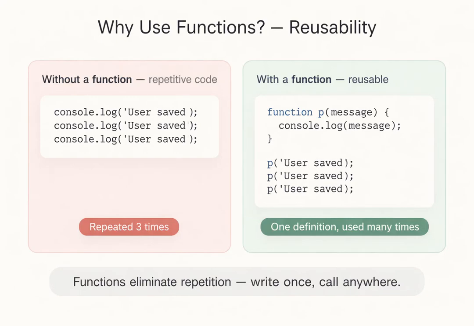One of the biggest reasons we use functions is reusability. Imagine you need to print a message in 10 different places in your code. Without a function, you'd have to write console.log 10 times. If you ever want to change how that message is printed, you'd have to update all 10 places. But with a function, let's say a simple function called p, you define the logic once, and then you just call p wherever you need it. If you need to change the behavior, you change it in one place, and it updates everywhere. This is a core principle of good programming. Don't repeat yourself.